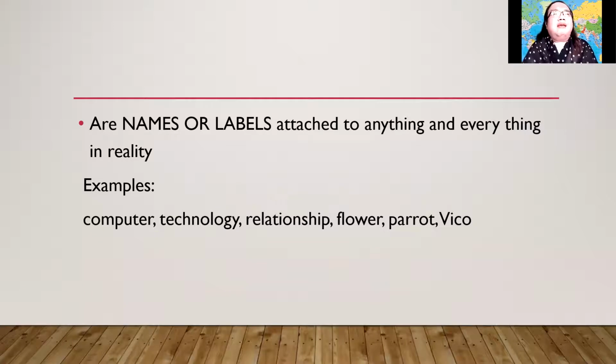First, it's appropriate that we define what nouns are. Nouns are names or labels of anything that are attached to anything and everything in reality. So long as something has a name, so long as something has a label, nouns will live forever. And we people, we love labeling things. We love naming things. That's why I can assume that we're so fond of nouns.